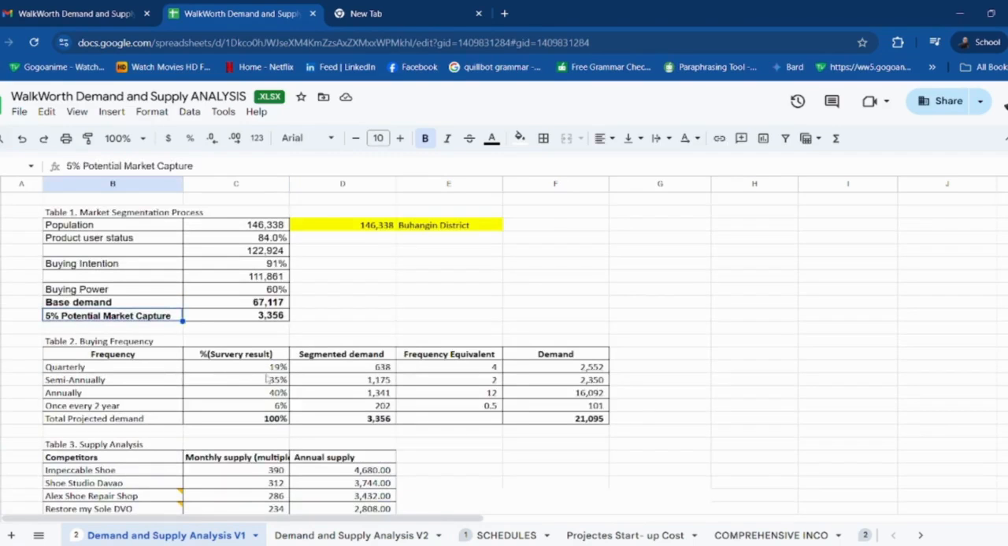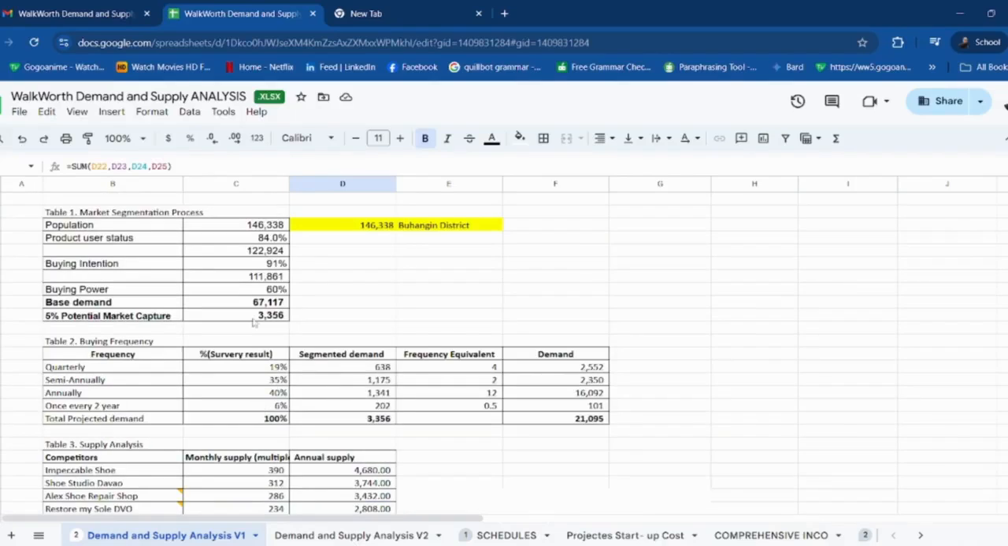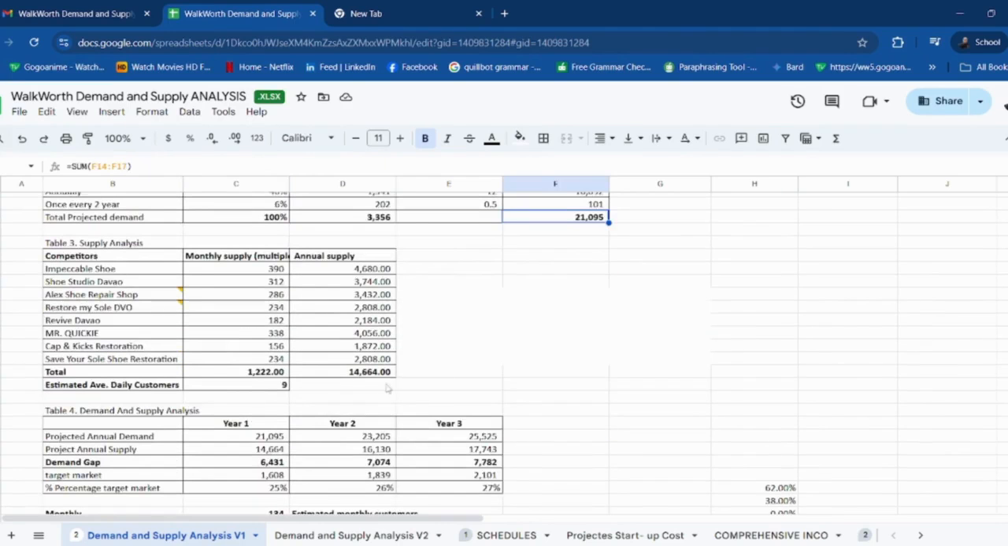Again, going back, you might be asking, constant ba ang 5%? The answer is no. So again, you try to look at your competitors and then decide what is your potential market capture. So ibig sabihin, the base demand actually is the potential market for your business, or these are the general population of the market. By having a percentage of the base demand, you are now able to reduce the number of your projected annual demand. Now, if you're going to look at it here, this is very near or very likely. So in that case, now we can consider them here.